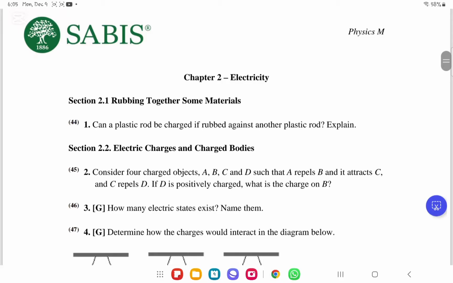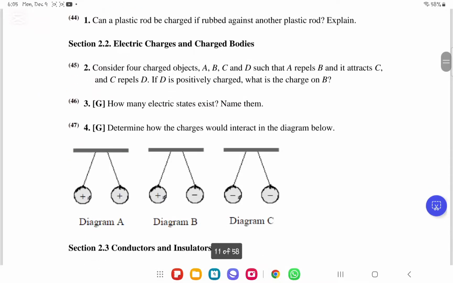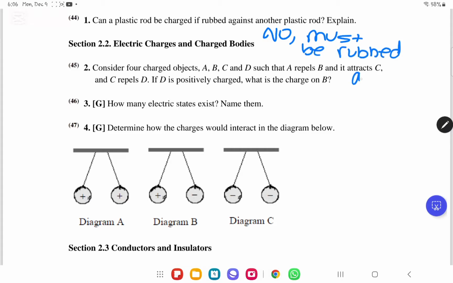Definitely not, because if you rub two objects made of the same material together, it's going to cause friction and heat. To make it charged, they must be rubbed against a different material. So here we will say no, must be rubbed against a different material.